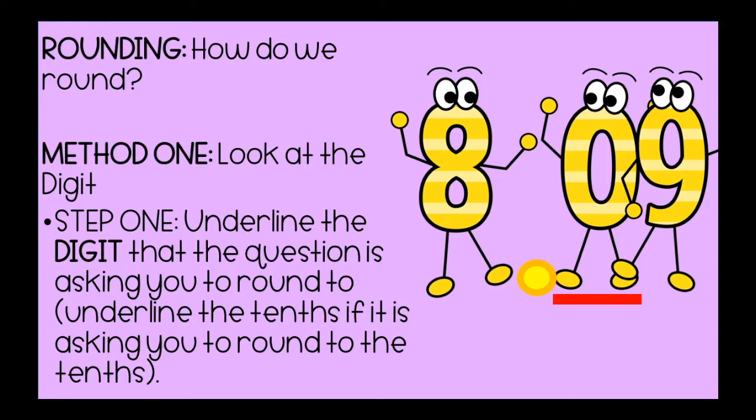Step 1 in this method is underline the digit that the question is asking you to round to. So in this example, I've underlined the 0 because my 0 is in my tenths place. So this question is asking me to round 8 and 9/100ths to the nearest tenth.